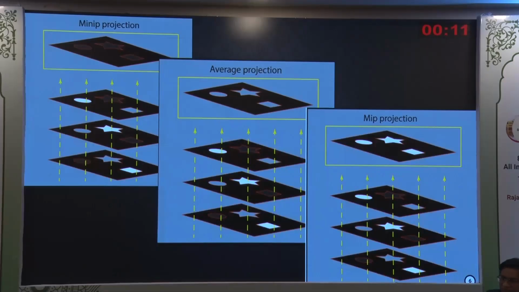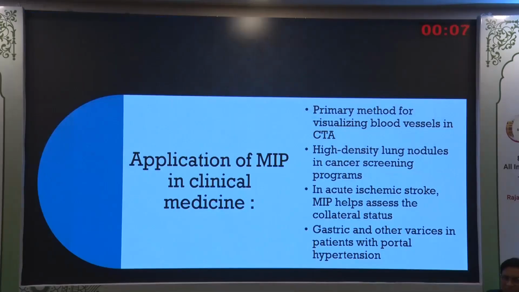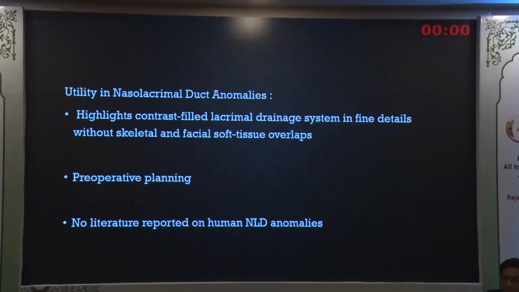So wherever there is a maximum intensity, it will project into a 2D frame. So where is it used before this? Basically it is the primary method of visualizing blood vessels in CT angiogram, as well as high density lung nodules in cancer screening programs, in acute ischemic stroke, where it helps assess collateral status, and gastric and esophageal varices with portal hypertension. How do we use it in NLD anomalies? Highlights the contrast with lacrimal duct system.